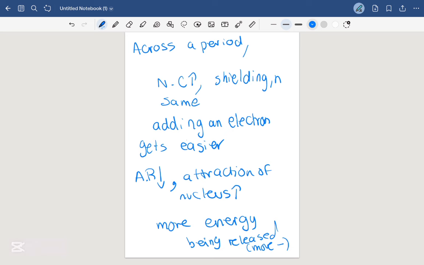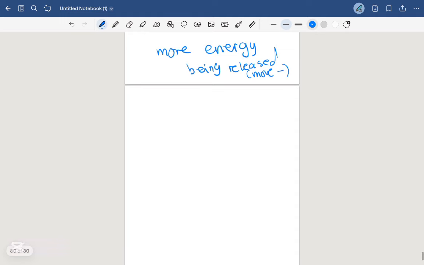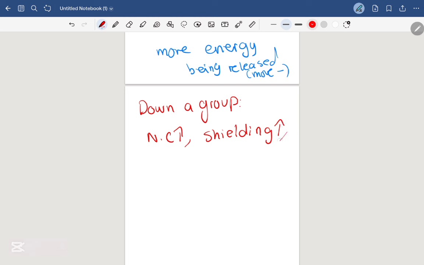Now let's talk about down a group. What do we know about down a group? We know that down a group, the nuclear charge increases, the shielding effect increases, the energy level n increases. Now, with all of these combined, we're going to have what? We're going to have a larger atomic radius. As we go down the group, the atomic radius increases.